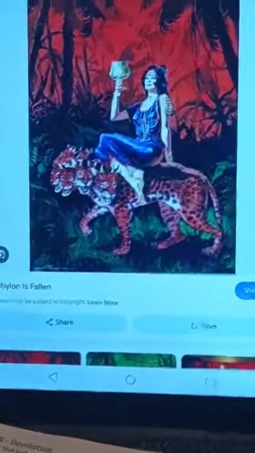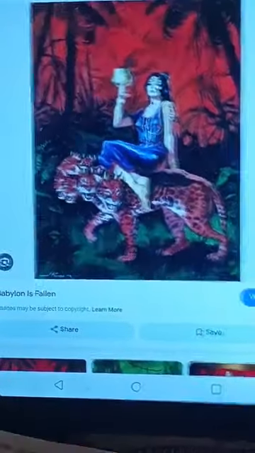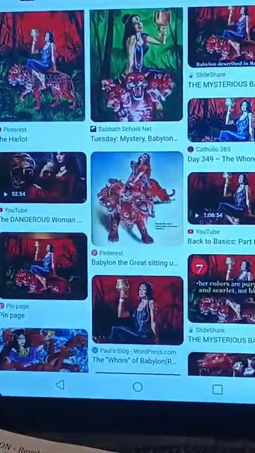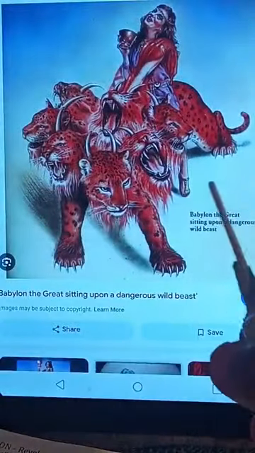What does the Jehovah's Witness books show about her? This Jehovah's Witness book.